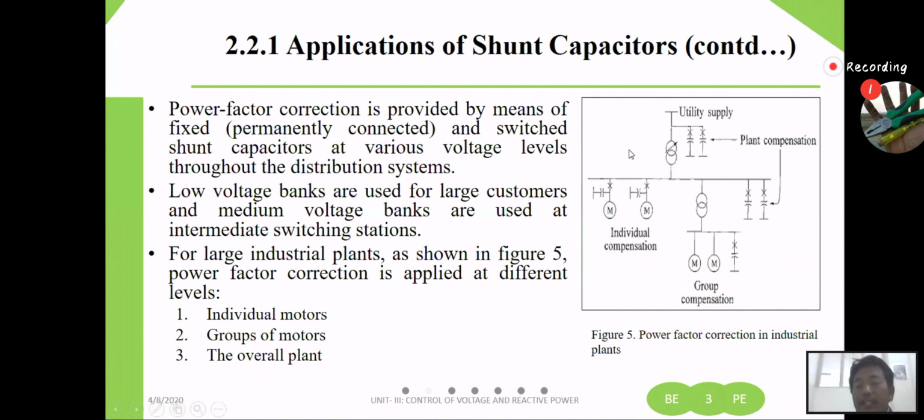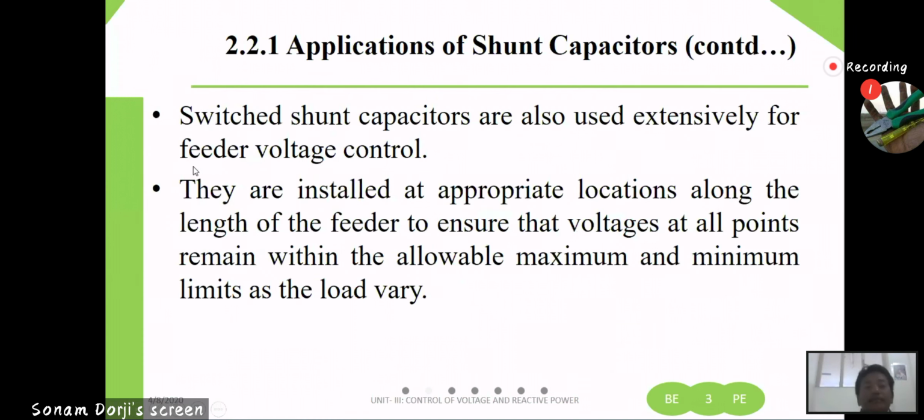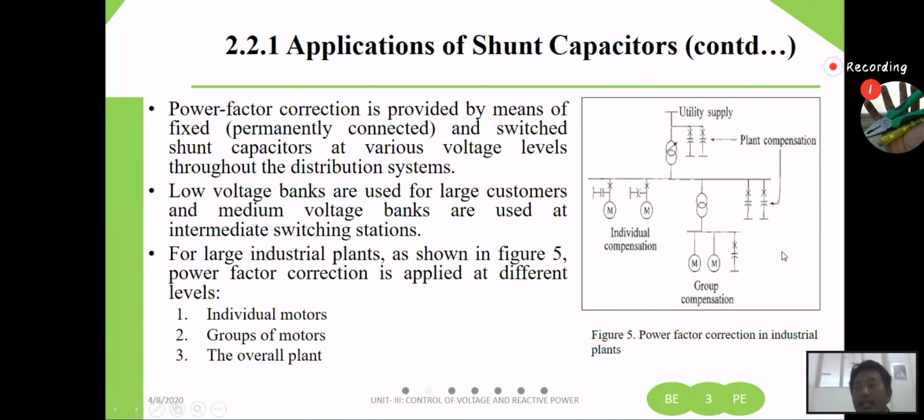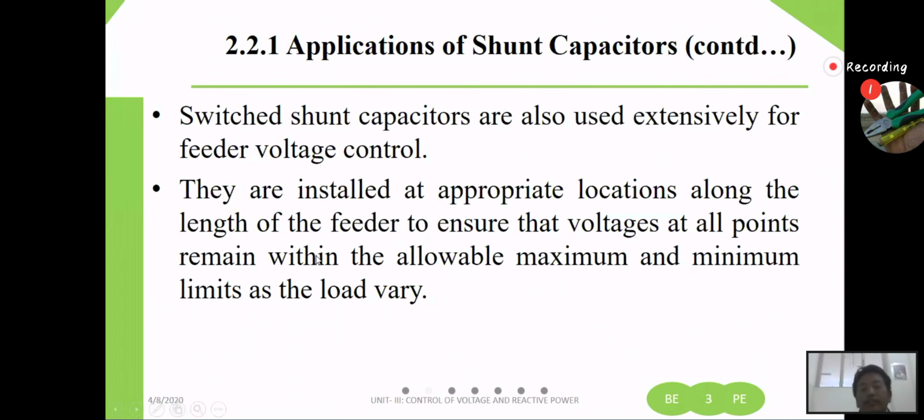So now if you connect like this, the first thing is it will improve the power factor. At the same time, you will also control the feeder voltages. If the voltage is low, then the shunt capacitor will boost the voltage, increase the voltage, and bring it to the acceptable limit. They are installed at appropriate locations along the length of the feeder.